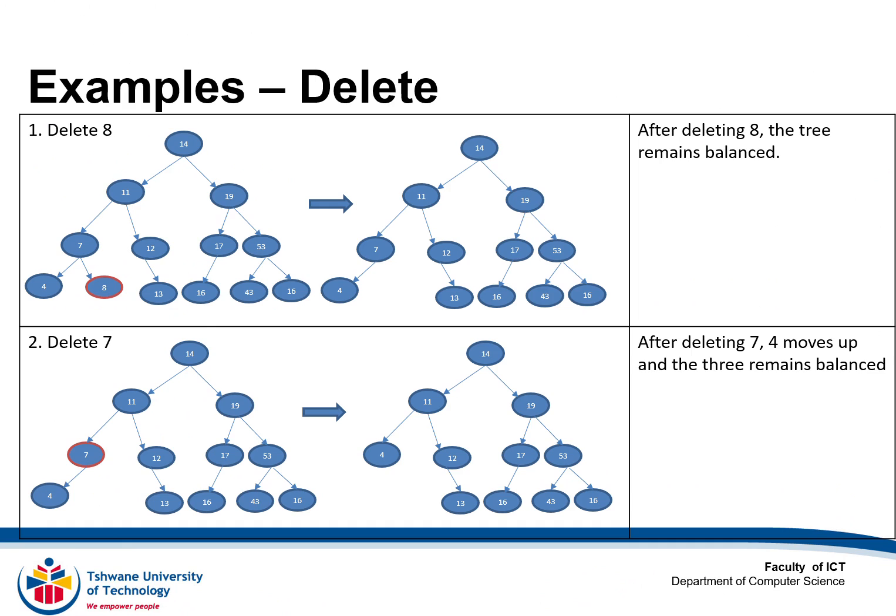Moving on, we want to now explore deletion and how that works. We want to delete 8 from this tree. Fortunately, 8 is at the very end, meaning it's a leaf node. After deleting 8, fortunately again, the tree still remains balanced, and you can go and do the calculations. Remember, you have to assign the height.